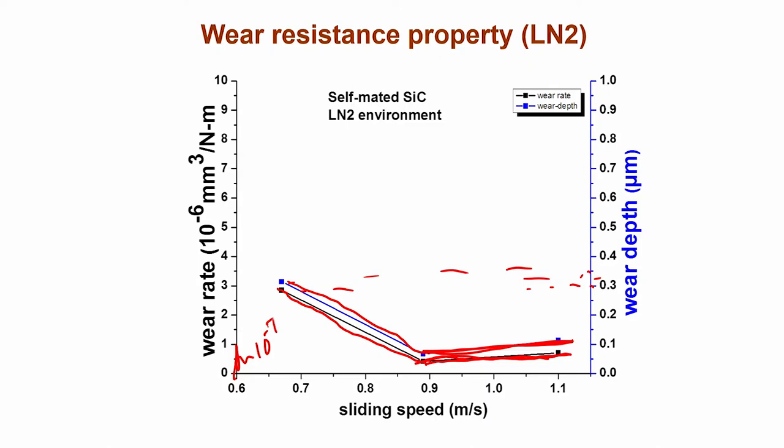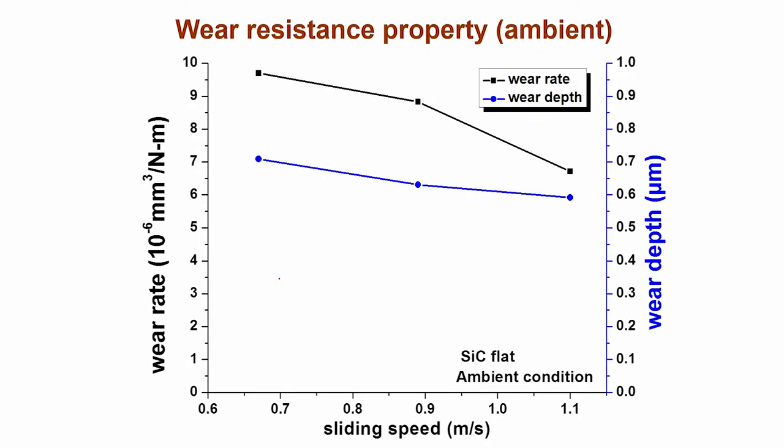So, essentially what I am trying to point out is that it is possible to decrease the wear rate by one order of magnitude. Self-mated silicon carbide can experience one order of magnitude less wear rate at the higher sliding speed of 1.1 meter per second compared to what it experiences at 0.67 meter per second. So, considering both the wear rate and wear depth data together, it leads to the conclusion that self-mated silicon carbide experiences very high wear resistance, or less wear rate, in liquid nitrogen environment.